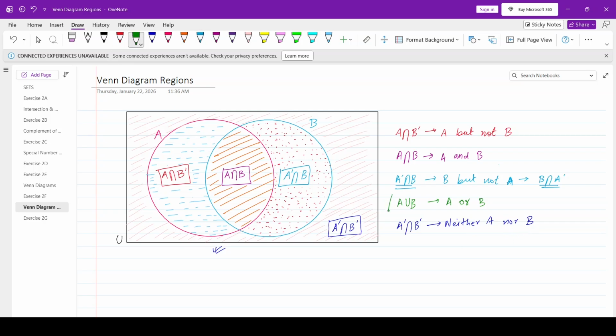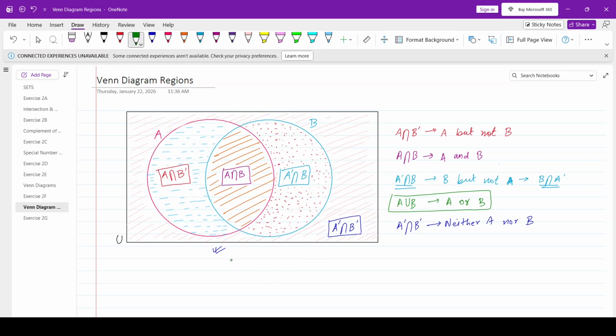Let's talk about this part. This is the region where either A or B is present. So what did we learn about unions? A union B was this part. This whole part was A union B, and this part contains either A or B or both. Therefore, we can call it A or B.